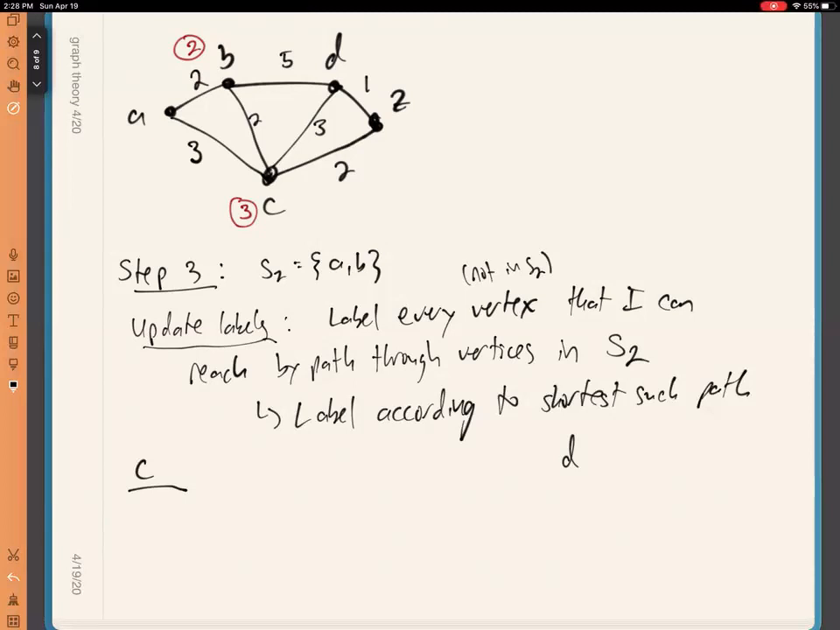Right, so for C, I have the direct path from A to C, which gives me a cost of 3. So this is a path of length 3. I also have a path that goes from A to B first, and then B to C. But in this case, right, this costs me 2, and then this costs me 2, so this will cost me 4.